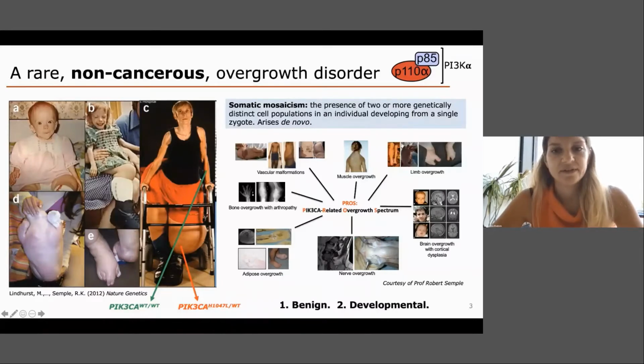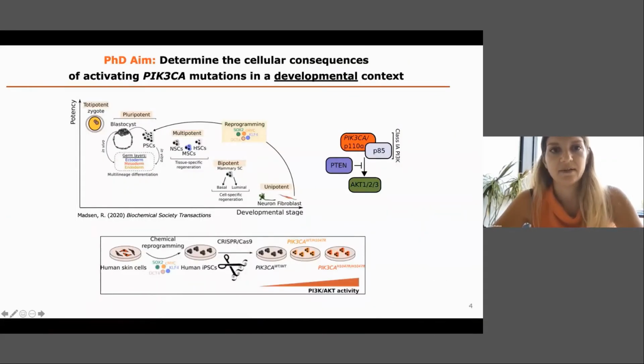It's important to emphasize that this is a benign disorder and yet highly debilitating. As you can see, it starts to affect children as soon as they're born. It's acquired embryonically. So as I mentioned, it's developmental and treatments are currently not available apart from surgery. So there is a critically unmet need for developing more reliable and new model systems for preclinical studies in relation to PROS. And that really brings me back to the aim of my PhD, which was to determine the cellular consequences of activating PIK3CA mutations in a developmental context, which is the reason why I chose pluripotent stem cells.